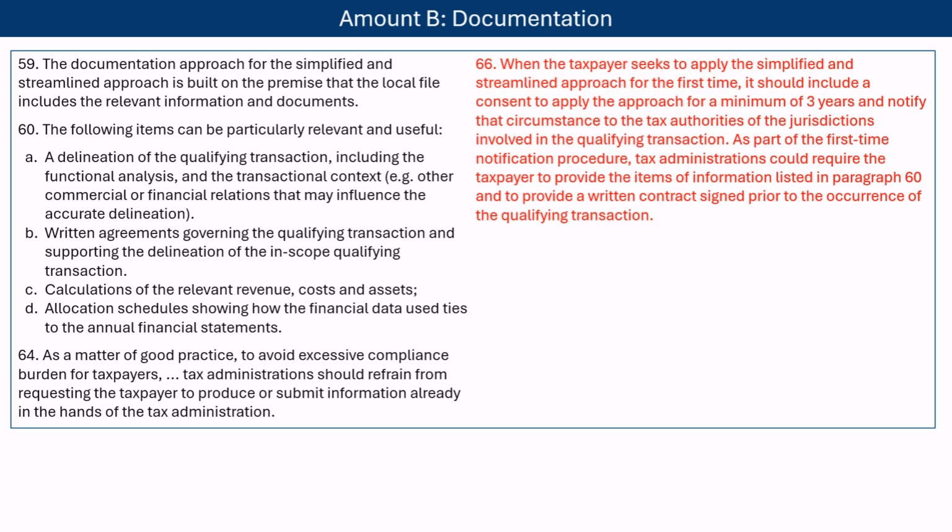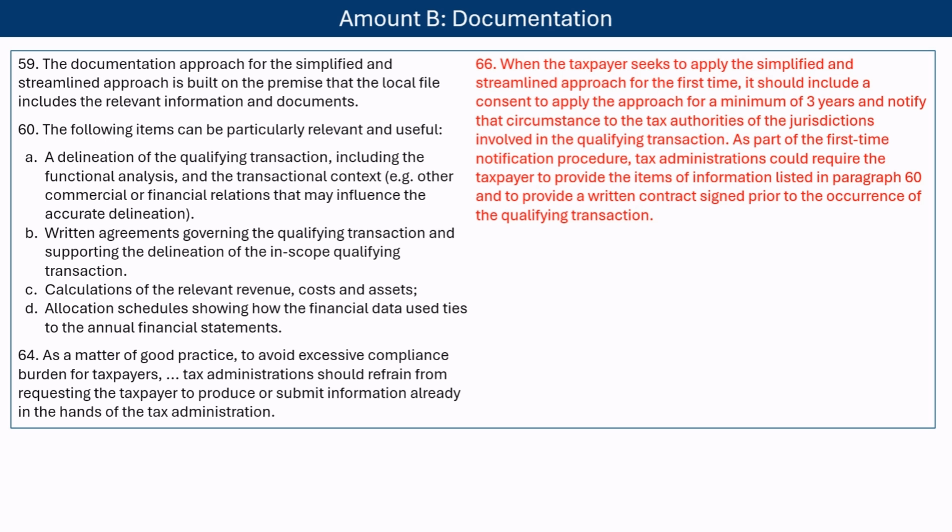So let's say you have a principal and you've got distributors that are qualifying. You either request in the distributor jurisdictions that you're allowed to apply amount B, or you request it in the principal jurisdiction. And if you request it in the distributor jurisdiction, then you need to let the principal jurisdiction know that you've got the approval.